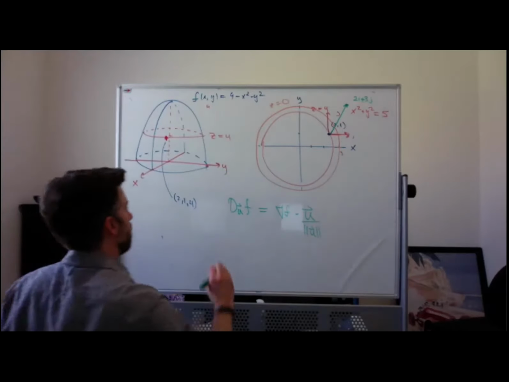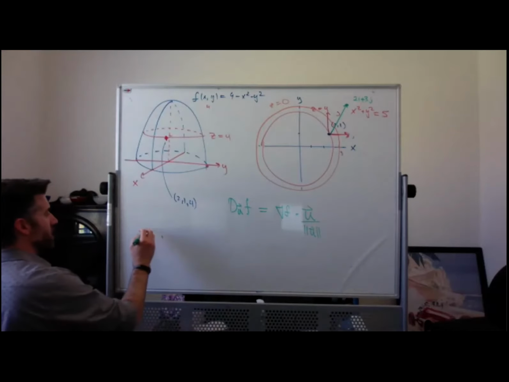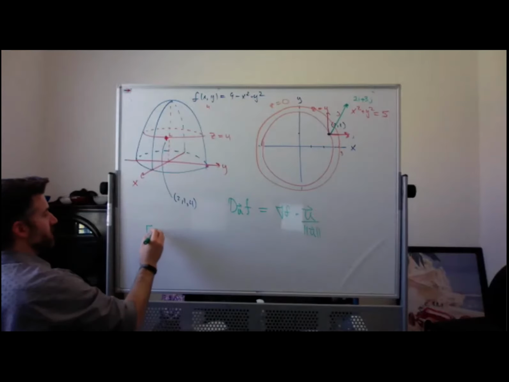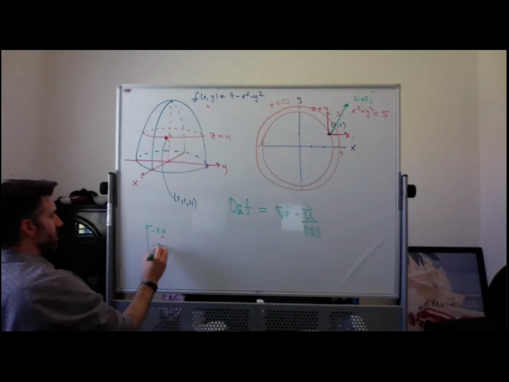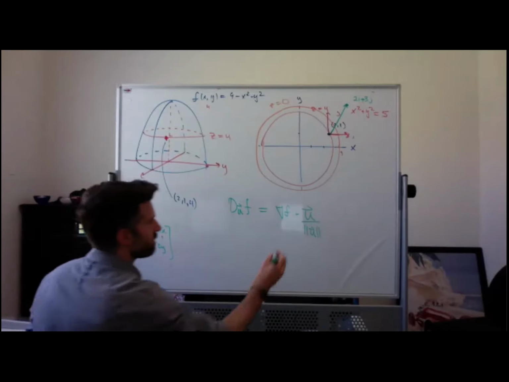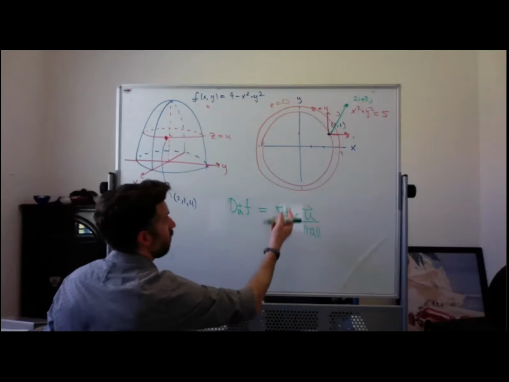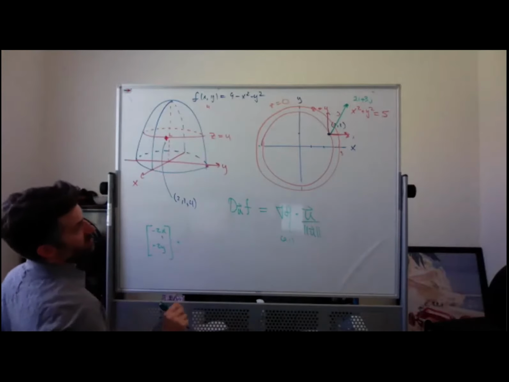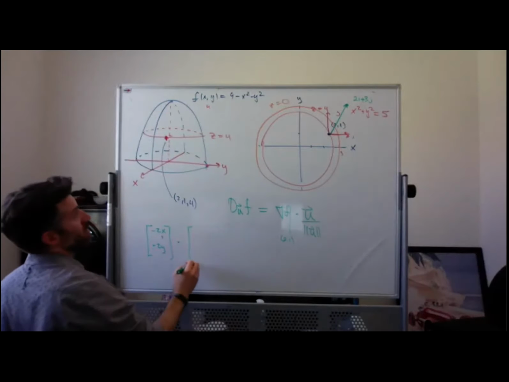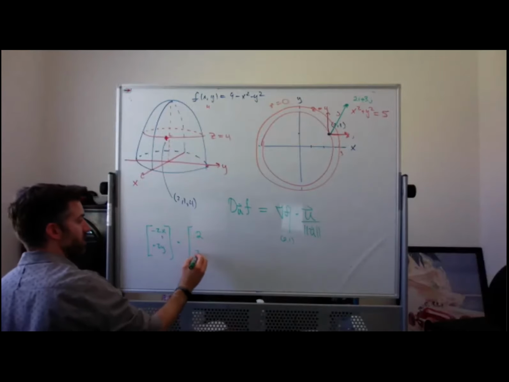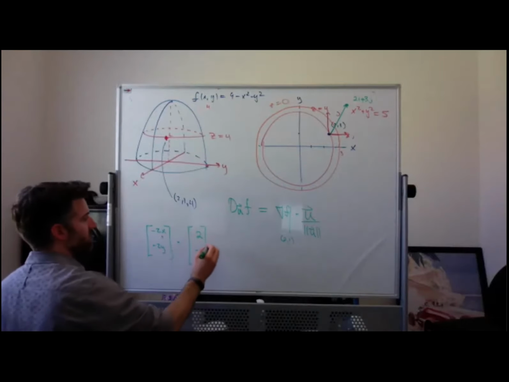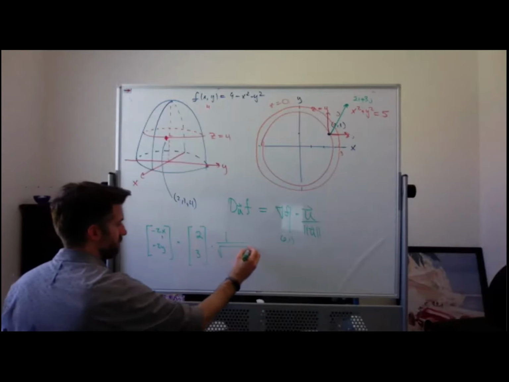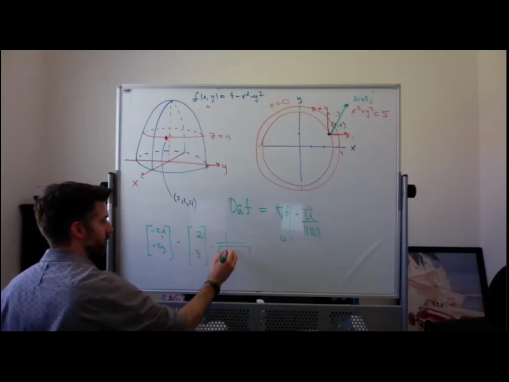So the gradient here is not too bad. The derivative with respect to x is negative 2x. With respect to y is negative 2y. And it's the gradient evaluated at the point we're at, which is (2, 1), dotted with the vector u. So the vector u is 2 in the x direction, 3 in the y direction. But then we have to divide by the magnitude of that vector, which is the square root of 2 squared plus 3 squared.